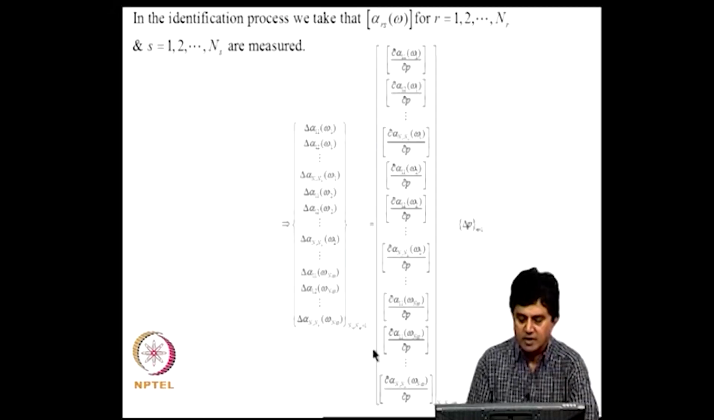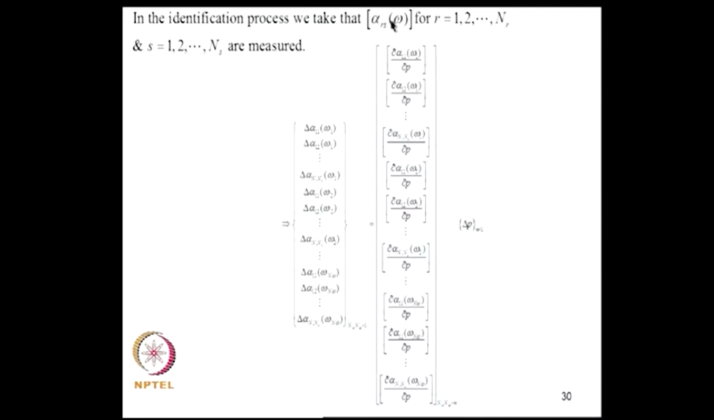Now, suppose we have measured alpha rs of omega for r equal to 1 to nr and s equal to 1 to ns, we will get an nr by ns matrix, and this omega could again vary from 1 to some n omega number of frequencies. If I assemble all the observed changes, they will be related to the unknown changes in system parameters through this matrix. The sizes are spelt out here.